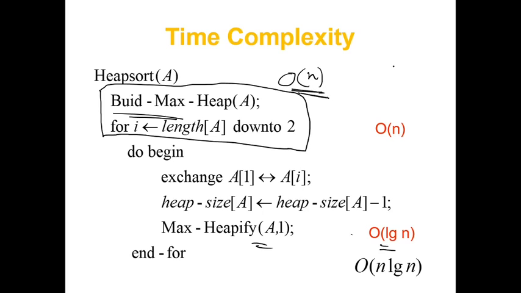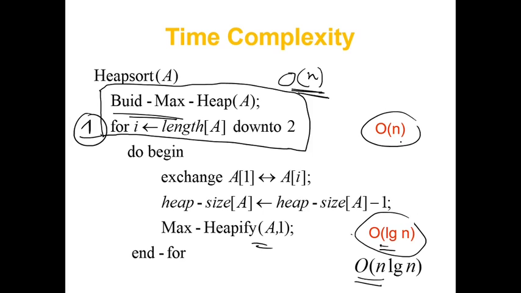So in total, how much time does it take? Building the max heap takes O(n) time, and each heapify takes O(log n) time. So altogether, for n elements, it takes O(n log n) time. The total time for the heap sort algorithm is O(n log n), where building max heap takes O(n) time and heapify takes O(log n) time. So this is the time complexity of heap sort.